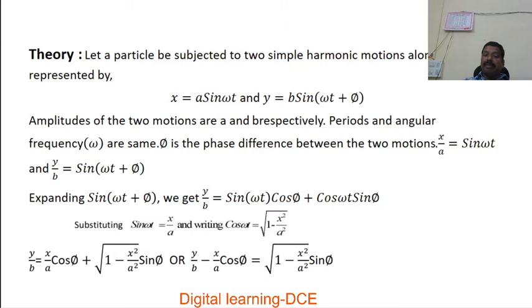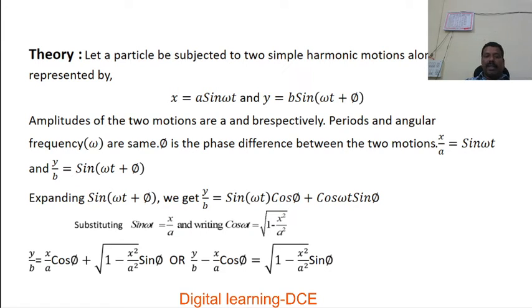For the SHM along the x-axis we have x equals a sin omega t, and for the SHM along the y-axis we have y equals b sin(omega t plus phi), where a and b are the amplitudes of the two simple harmonic motions, omega t is the phase term and phi is the phase difference between these two simple harmonic motions. A slight phase difference should be there to trace these Lissajous curves. The periods and angular frequency omega are the same, and phi is the phase difference between the two motions.